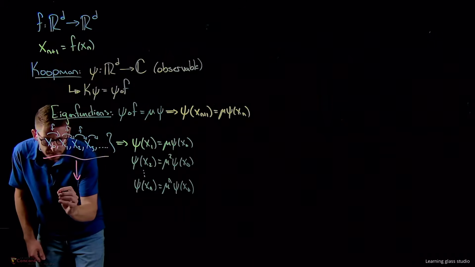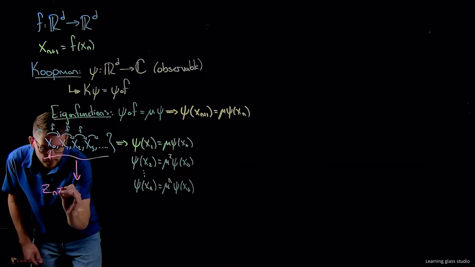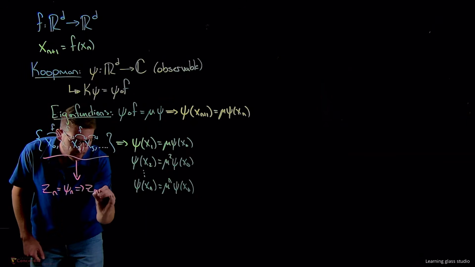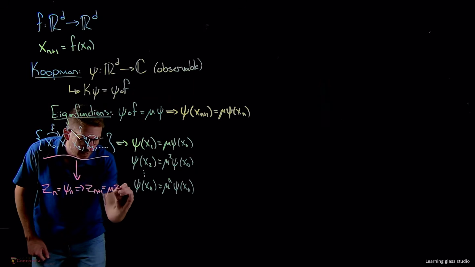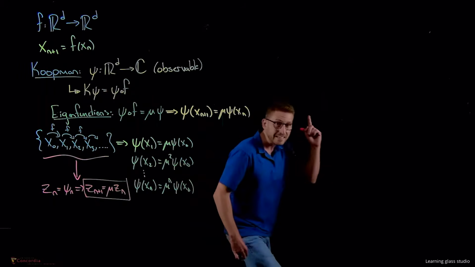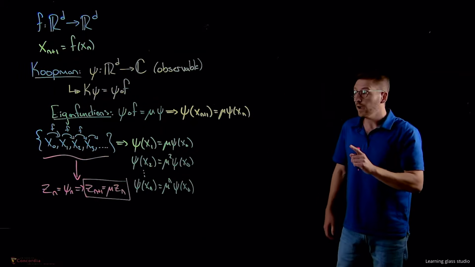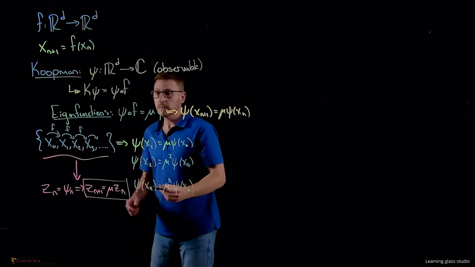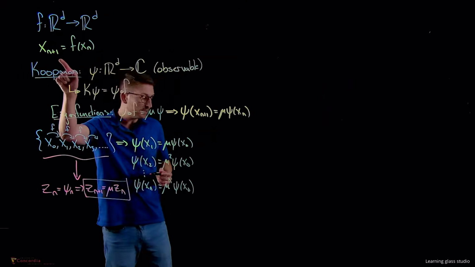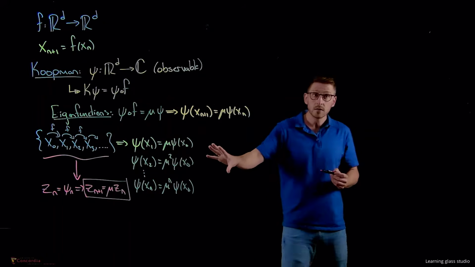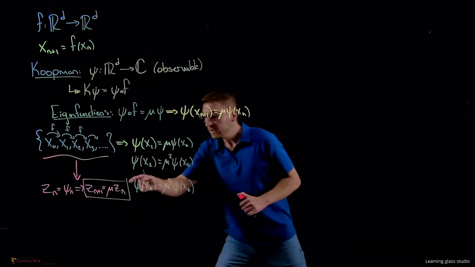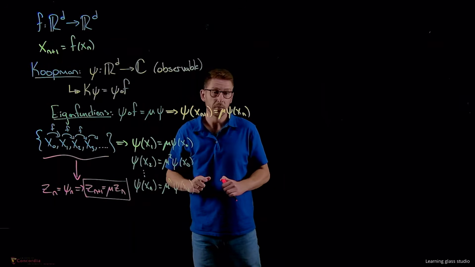Well, in this case, if I say z_n is equal to psi of x_n, then this relationship is that z_{n+1} is equal to mu z_n. That is a completely linear dynamical system. It is global as well, in the sense that psi acts on all of the space. It does not matter where the data comes from. This is not Hartman-Grobman. This is not local linearization. This is global linearization of the dynamical system.